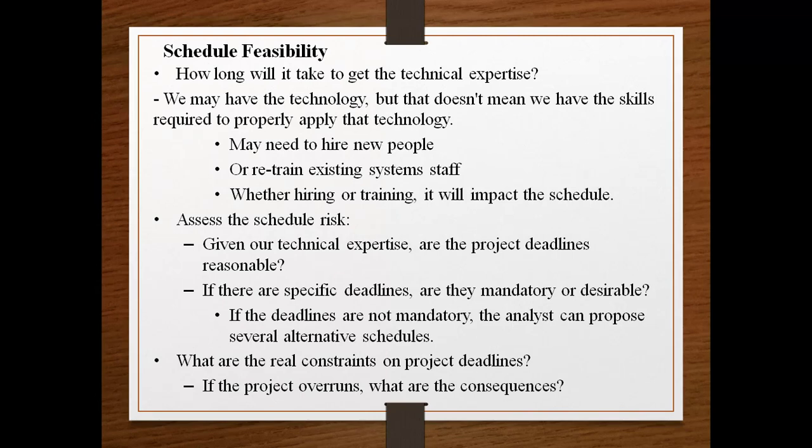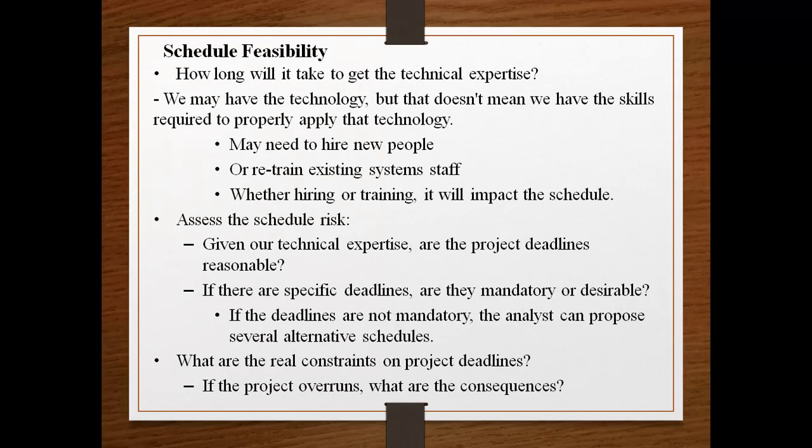Okay. Second thing, we may need to hire new people. If that employee says, I cannot go ahead with the new technology, I'll go ahead with my old technology, then you need to hire new people, or else you have to retrain your existing system staff. So in this scenario, how much cooperation your existing staff will give you all depends on the environment of your company. Whether hiring or training will impact your schedule.